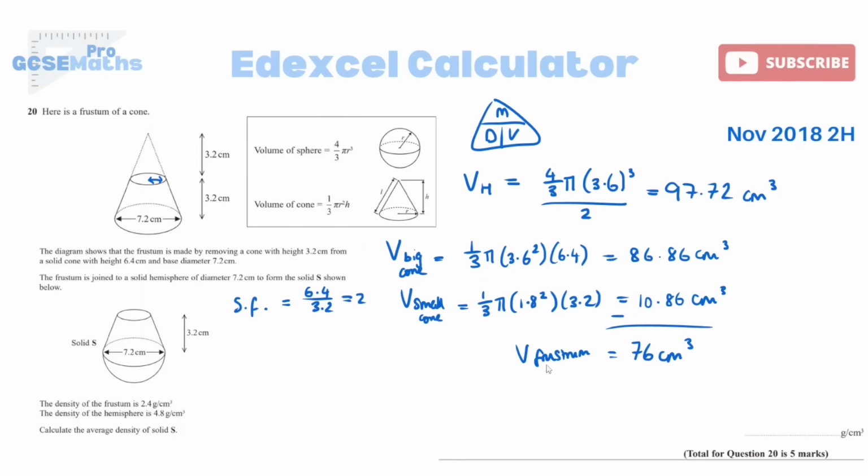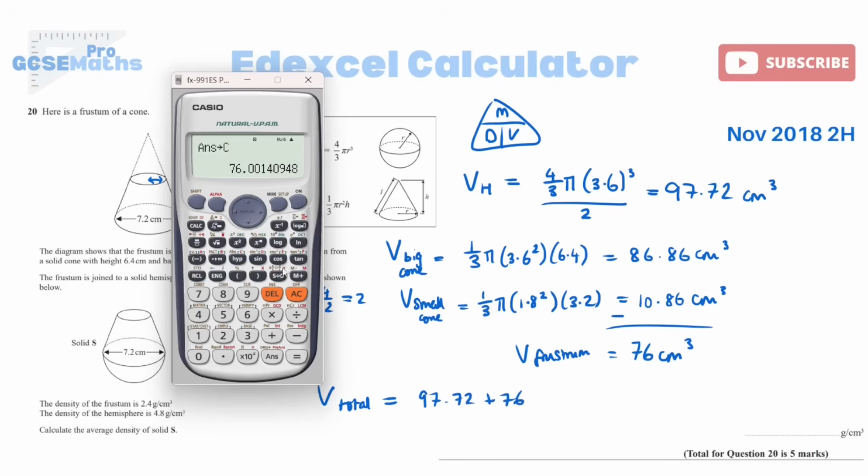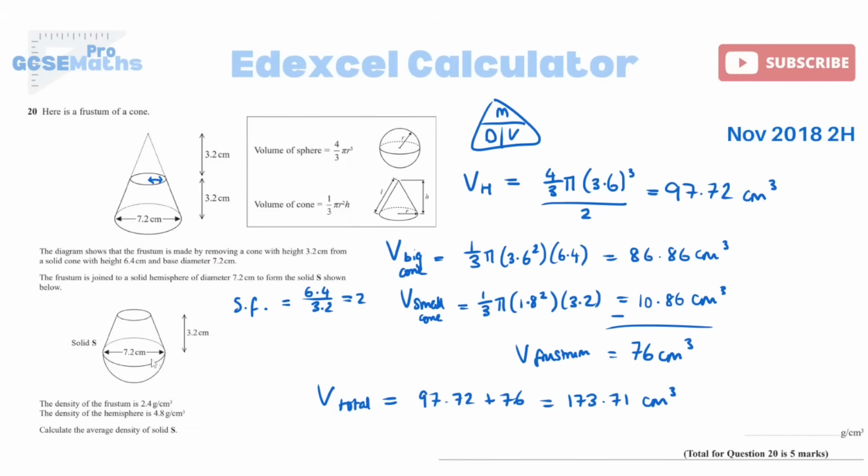So the volume of the whole shape is obviously the hemisphere. Don't forget that was the 97.72 plus the 76. Now I did save that under A. So I've got my 76 plus alpha A, and that gives me 173.71. So now I've got the volume of S. I also need to then know the mass of S.